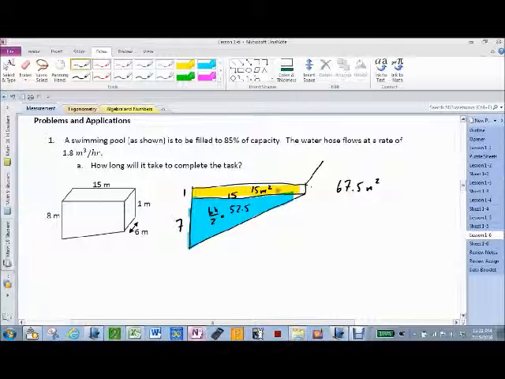Now, this shape repeats going backwards how far? 6 meters. So what do I got to multiply this by? 6 meters. Because isn't that the area of the base times the height? Isn't it? So what do I get when I do that multiplication? Grab your calculators, tell me what you get.